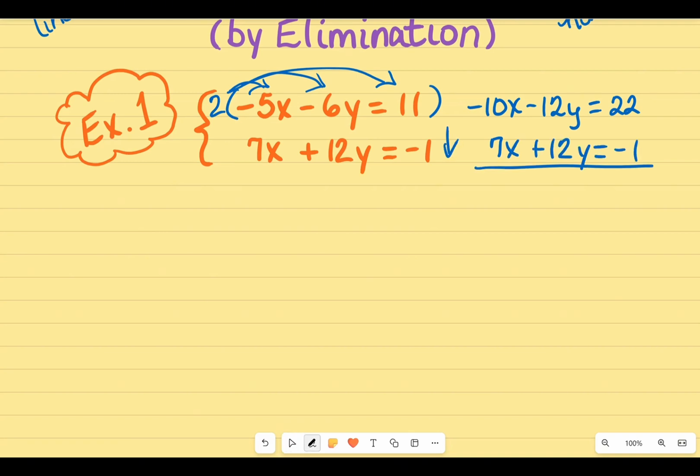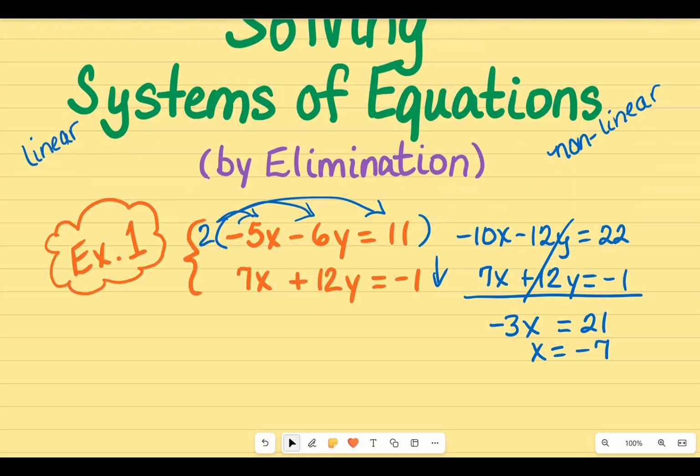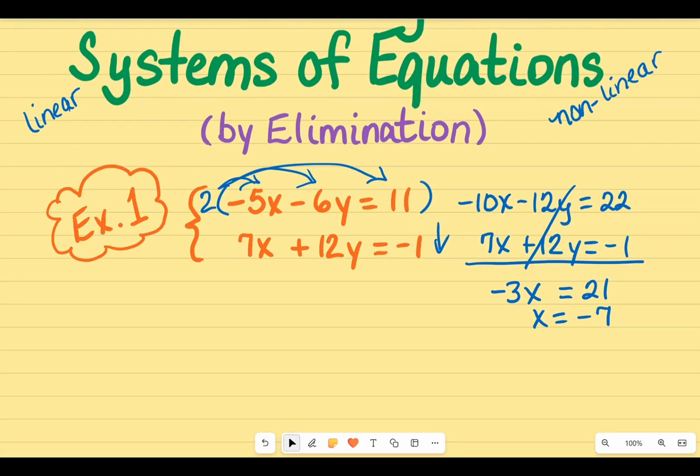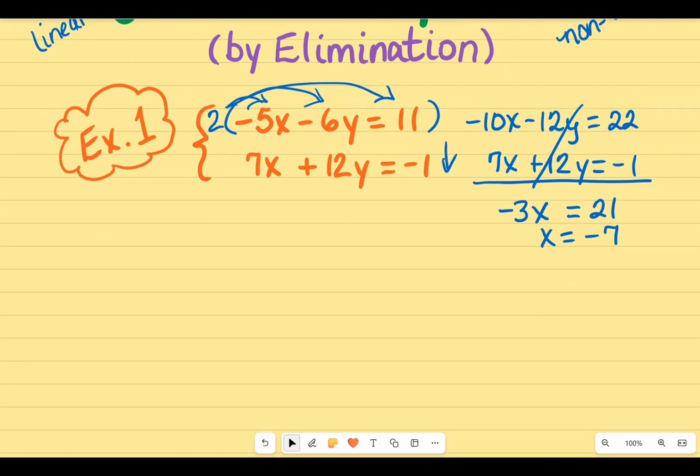-10x plus 7x is -3x. My whole goal was to eliminate one of my variables, so I decided to eliminate y. And then 22 minus 1 is 21. Now I'm going to divide both sides by -3, which leaves me with x being -7. So when you are solving a system of equations, you're trying to put your answer in the form of a coordinate. So far I have my x, and that's going to be -7.